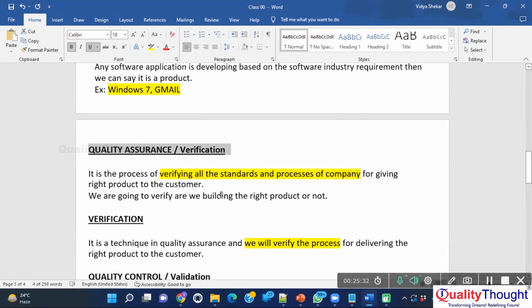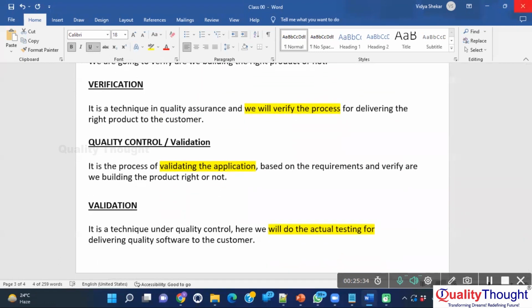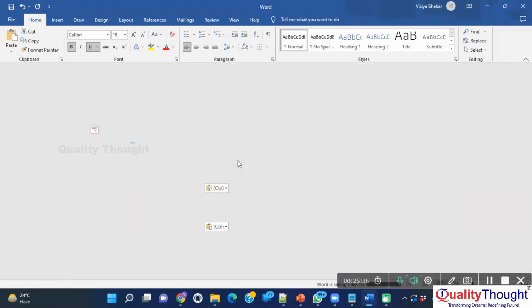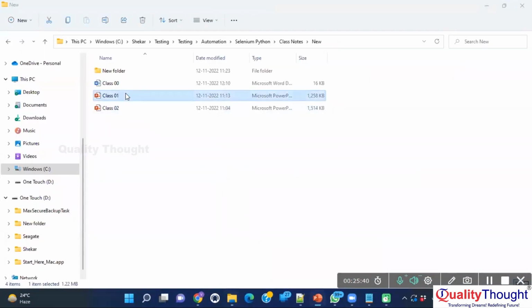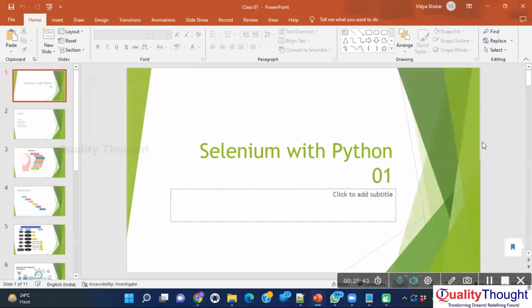Quality assurance is nothing but verification. Quality control is nothing but validation. Clear? Now this is the basics for us. This slide I'm going to share with you, so don't worry about this.